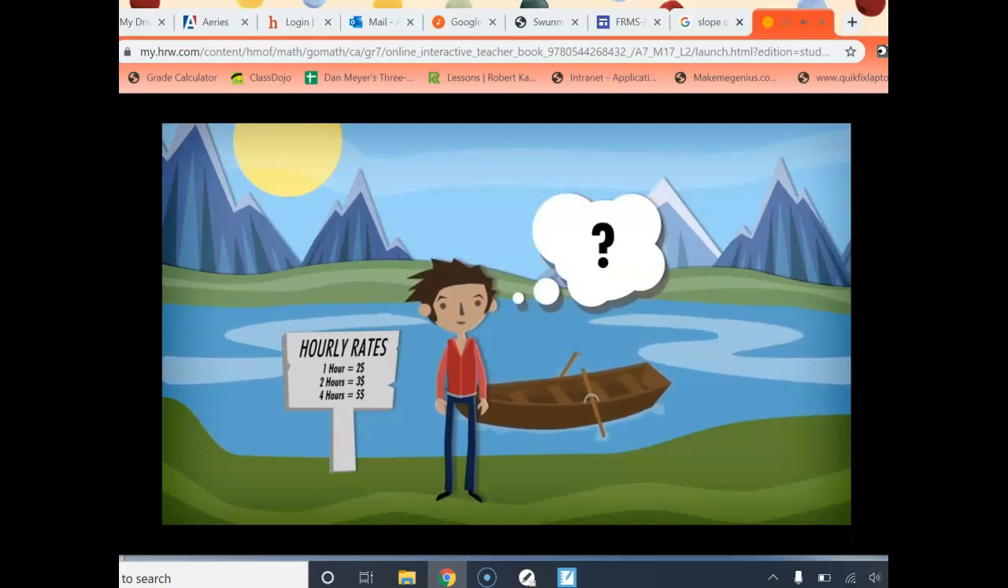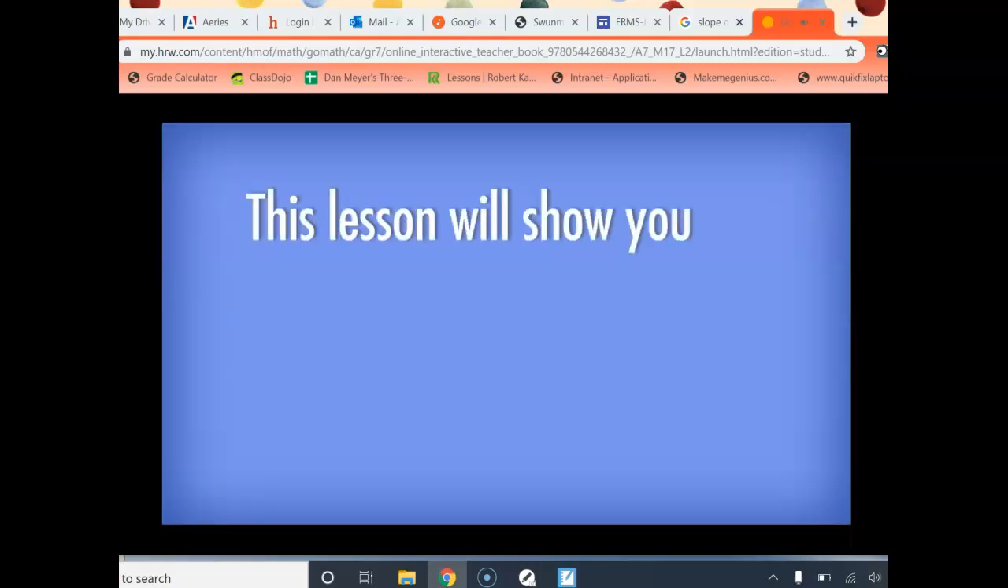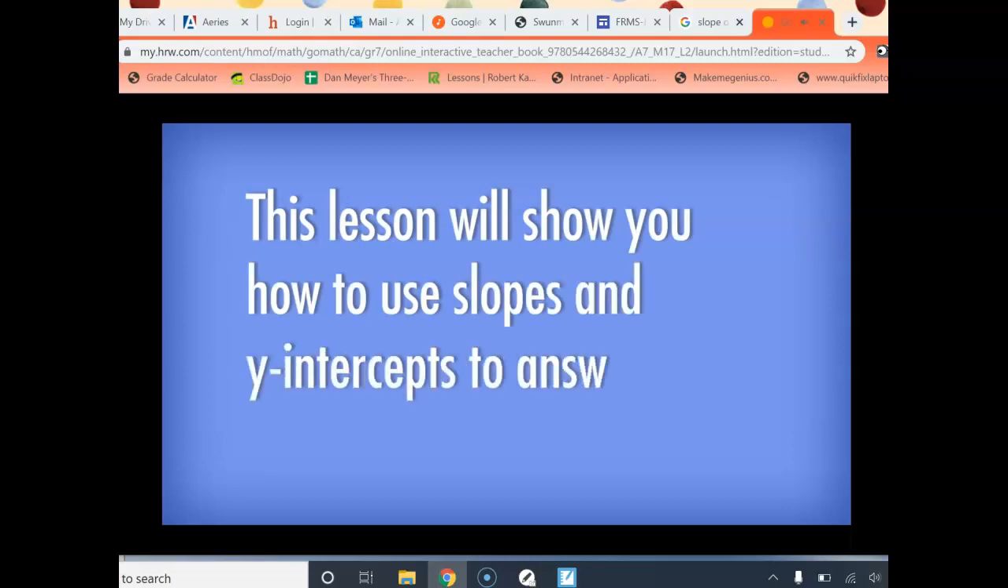Okay, so do you now have enough information to find out if you can afford to have fun on the lake from noon until 4? This lesson will show you how to use slopes and y-intercepts to answer this question.